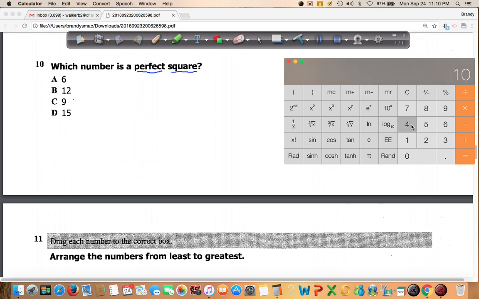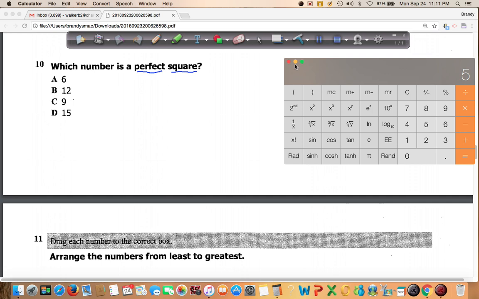If I did 400, I would get, hang on, gotta get that cursor to move. There it is, 20. 196, we had to do that earlier. 14. Those numbers, 196, 400, 25, those are all perfect squares because when you hit the square root button, you get a natural number.